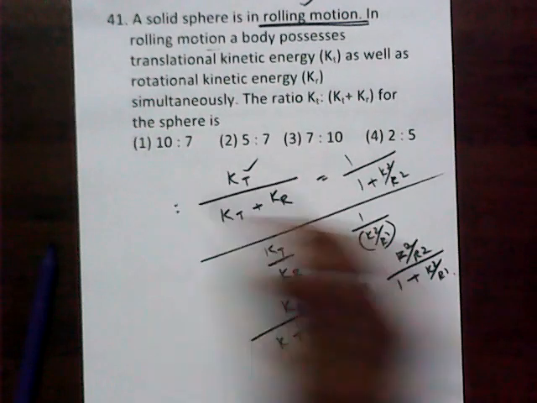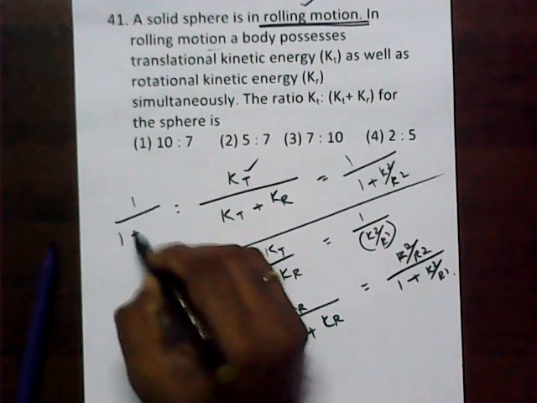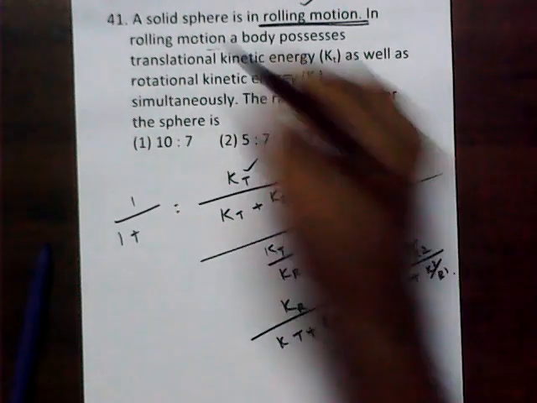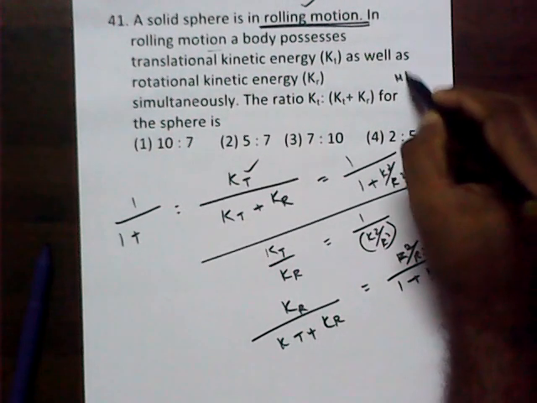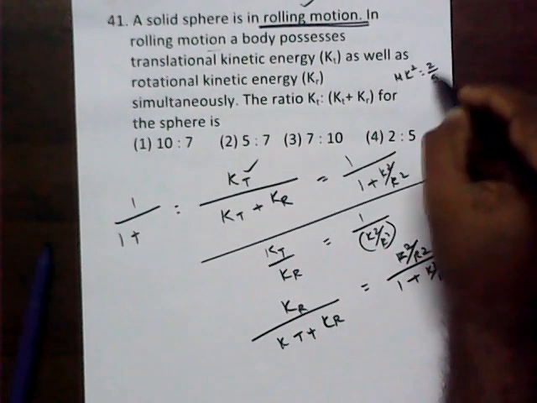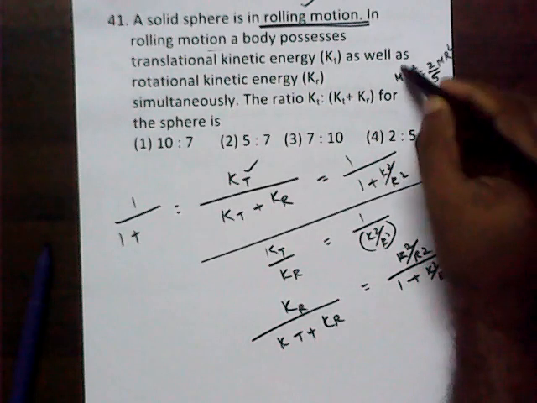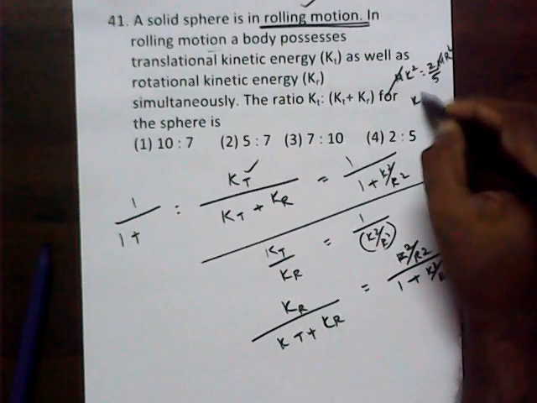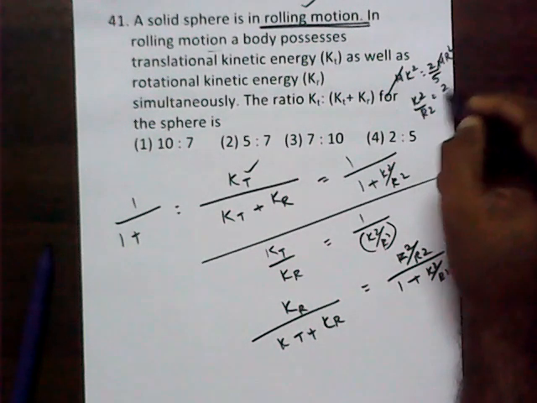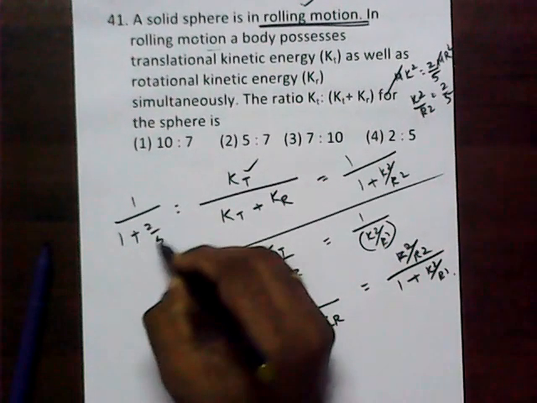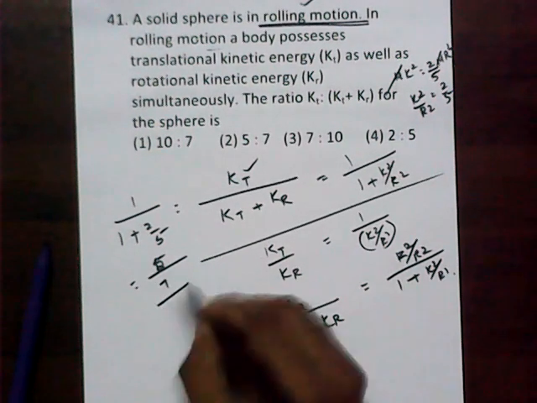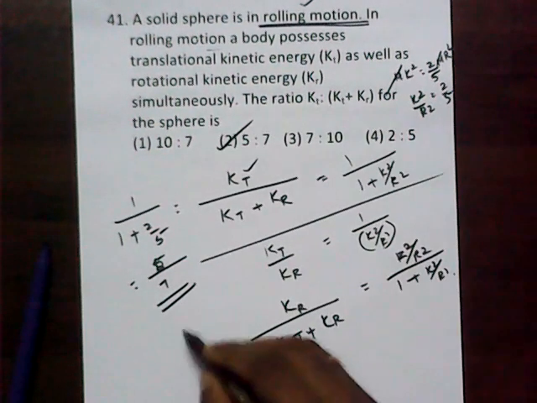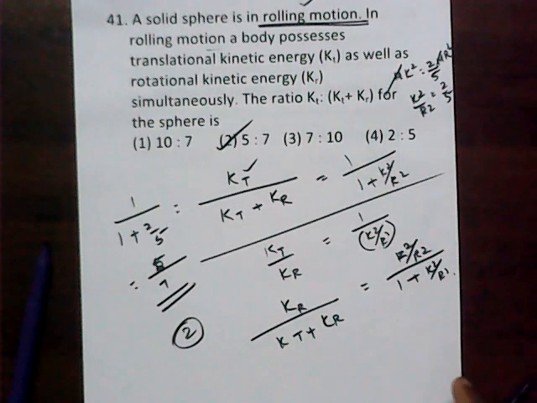So here this is the concept: 1 by 1 plus. What is the k square by r square for a solid sphere? You know, for a solid sphere, the moment of inertia is 2 by 5 m r square. So m cancels. So k square by r square takes the value 2 by 5. So it equals 1 by 7 by 5, so 5 is to 7. So we get the answer as 2.